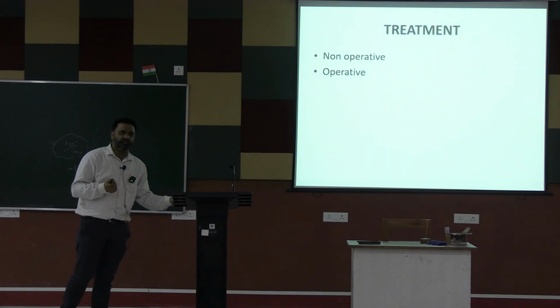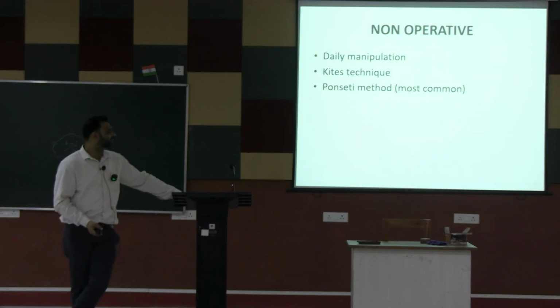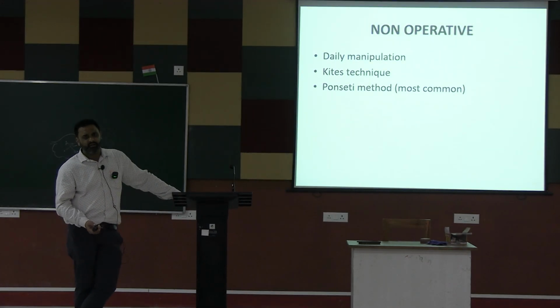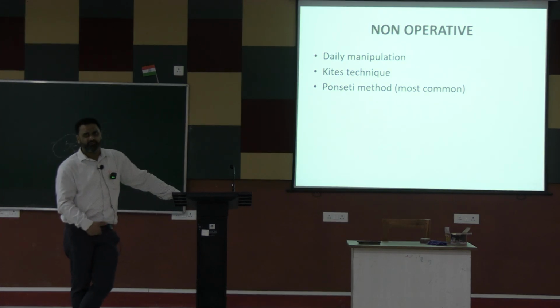There are two options. One is the non-operative option, and the second one is the operative option. In the non-operative option, the options are daily manipulation by the mother, along with some strapping or something like that. Then comes the Kite's technique, which was earlier used, but the fulcrum at the time was the calcaneocuboid joint, which was at fault, and it causes the rocker bottom foot deformity. That's why it is obsolete now.